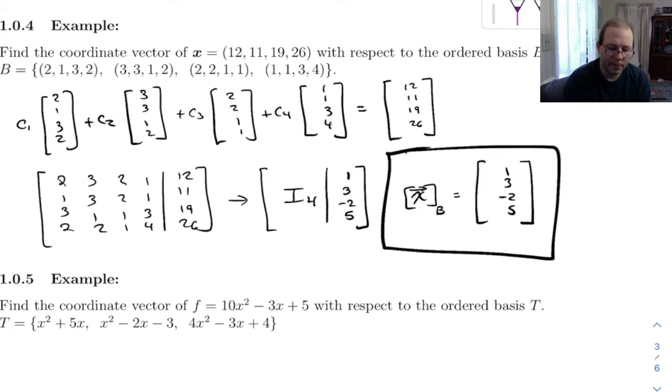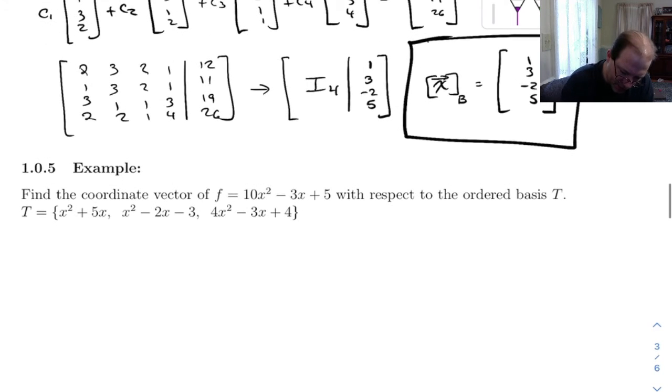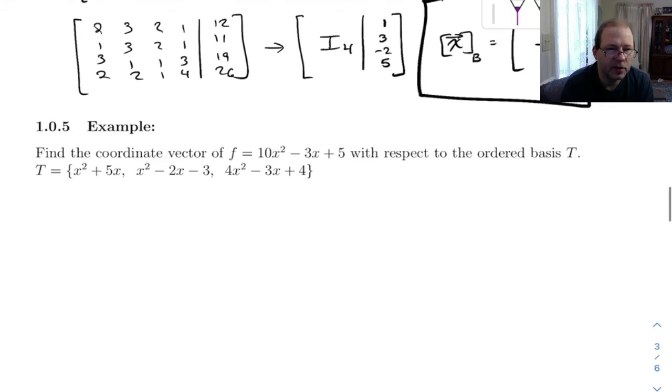All right. Now, this next example, example 5, looks a little different because it's written as polynomials instead of just vectors from R2 or R3 or whatever. But it works exactly the same way. What we're going to do is a little scratch work, and then I'm going to write it straight into a matrix.